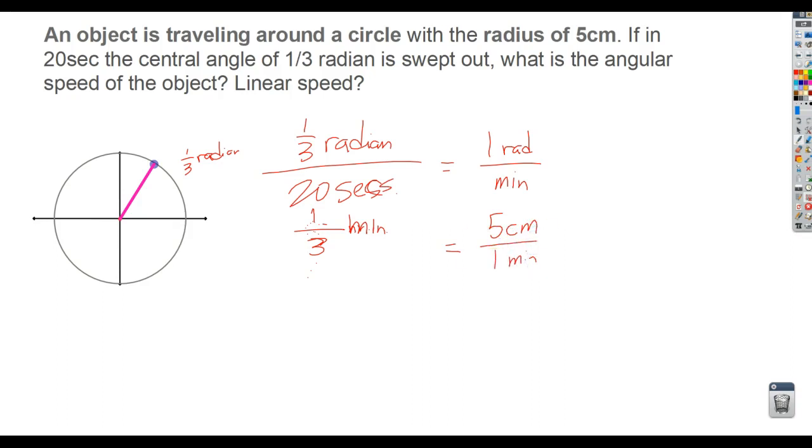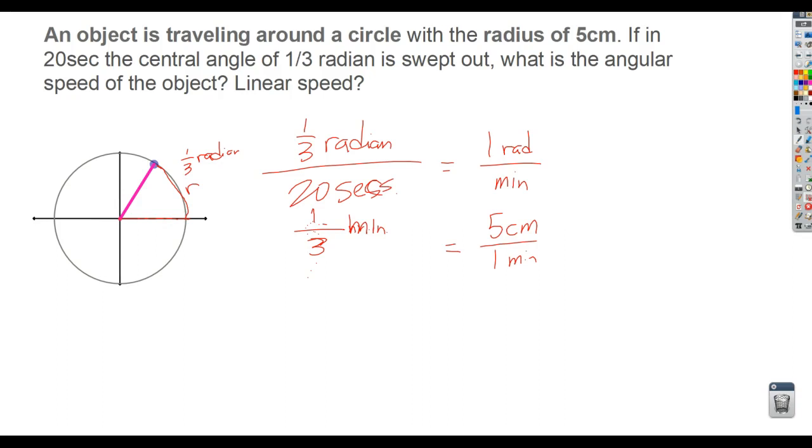1 radian, right? Remember, a radian is this distance here. It's the same as the radius. So if you think of this as kind of being like an equilateral triangle, except this is a curve, then all of the sides are the same. So the radian here is the same as the radius, which happens to be 5 centimeters. Okay, so there's your linear speed.